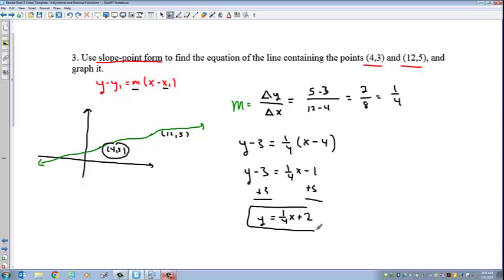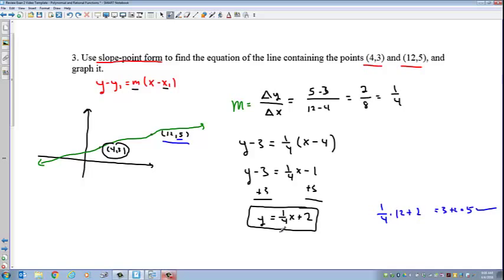Now that should be the right answer. To check my work, I'll use the second point that I didn't use in the formula. So I'll plug in 12 into 1/4 times 12 plus 2. And that's equal to, so 4 goes into 12 3 times, so 3 plus 2, which equals 5. And yes, that's a 5, so it checks. So I'm positive that this is the correct answer.